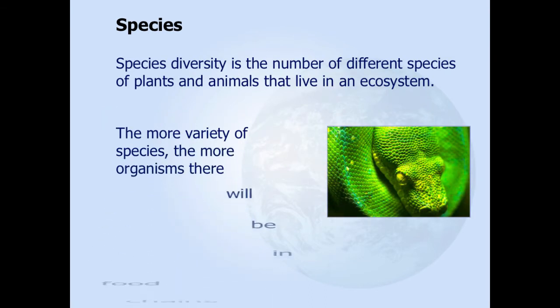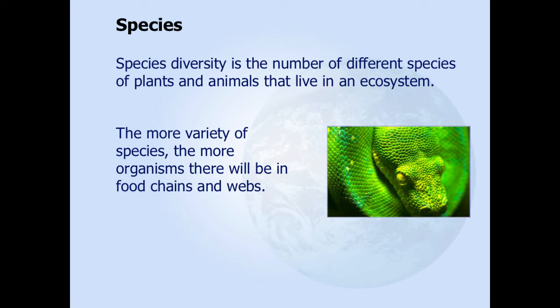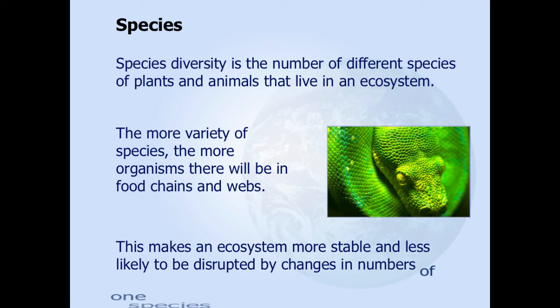Okay, so let's talk about the definition of species diversity. Species diversity is the number of different species of plants and animals that live in an ecosystem. The more variety of species, the more organisms there will be in a food chain or food web. I know it's been a long time since we talked about food chains at the very beginning of the year, but obviously the more species that live in a particular ecosystem, the more stable it's going to be, because if one species goes, the whole food web isn't going to crash. This makes an ecosystem more stable and less likely to be disrupted by changes in the numbers of one species.